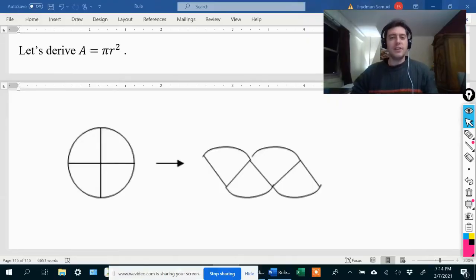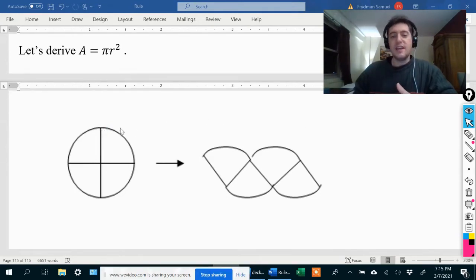Hi everybody. In this video we are going to figure out this equation over here, which tells us how to find the area A of a circle. So over here we have a circle, and let's pretend this circle is like a pizza pie. We are going to take that pizza pie and we're going to slice it up into 4 pieces.